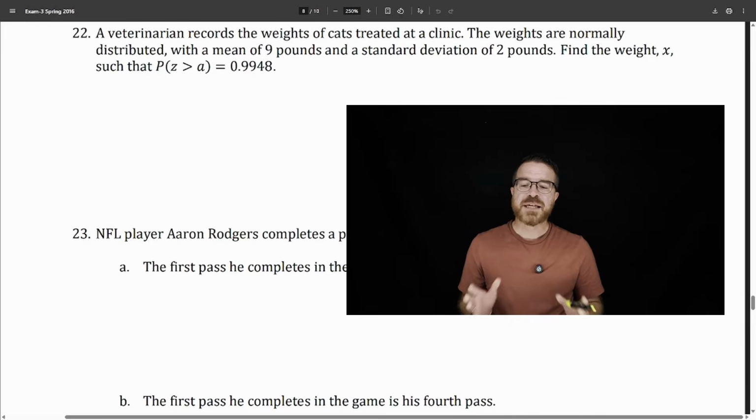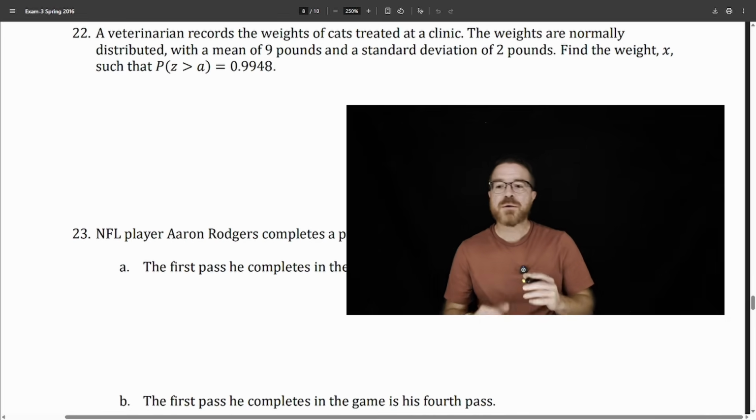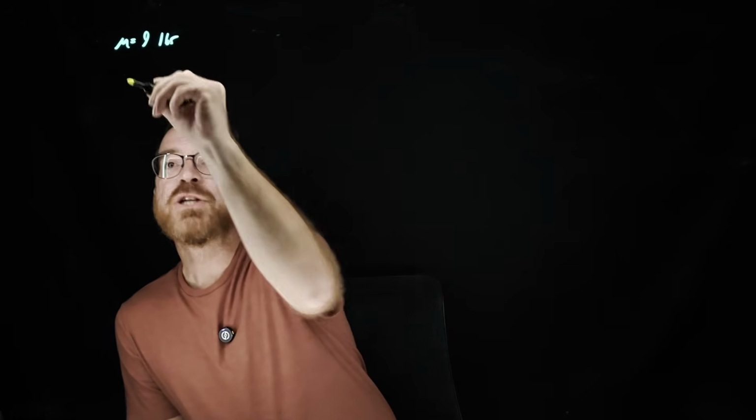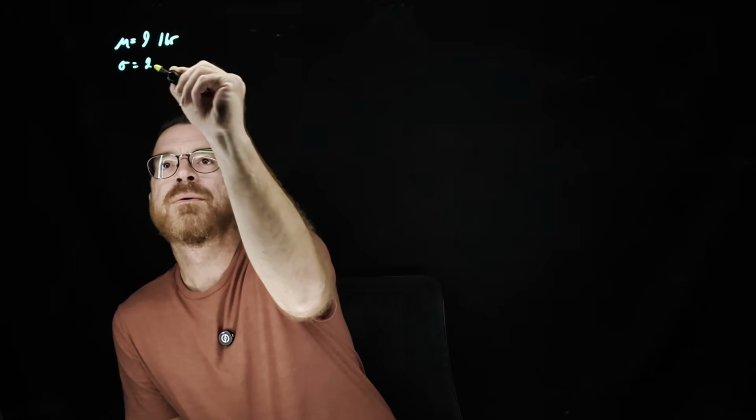Problem 22 says a veterinarian records the weights of cats treated at a clinic. The weights are normally distributed with a mean of 9 pounds and a standard deviation of 2 pounds. Find the weight X such that the probability of Z greater than A equals 0.9948. So first thing I'm going to do is write down what information we're given. We have mu equals 9 pounds, and we have a standard deviation of 2 pounds.